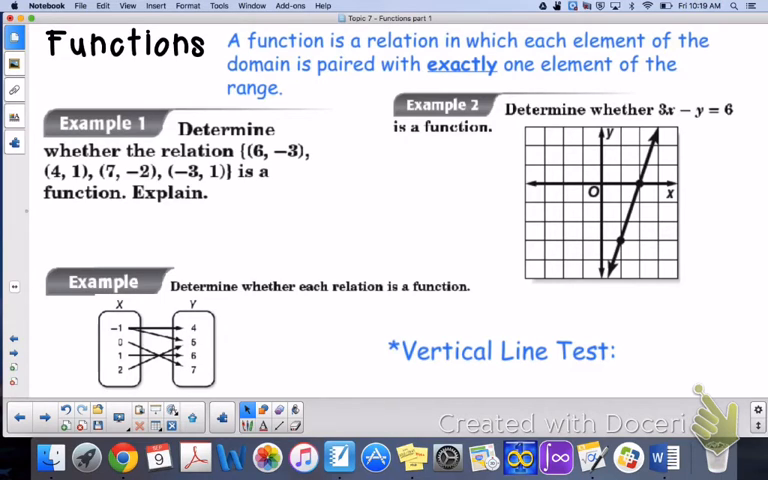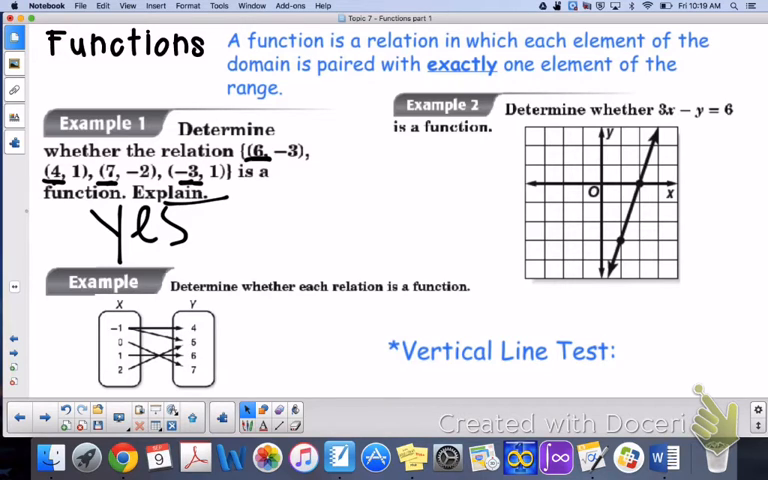So, example 1, determine whether the relation, that set of ordered pairs, is a function. Well, we look at our domain values. We have 6, 4, 7, and negative 3. None of them repeat, which means no element in the domain has more than one element in the range, so yes. Explain: each element in the domain has exactly one element in the range.